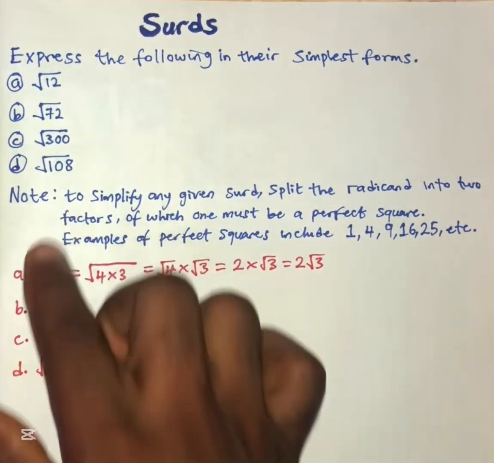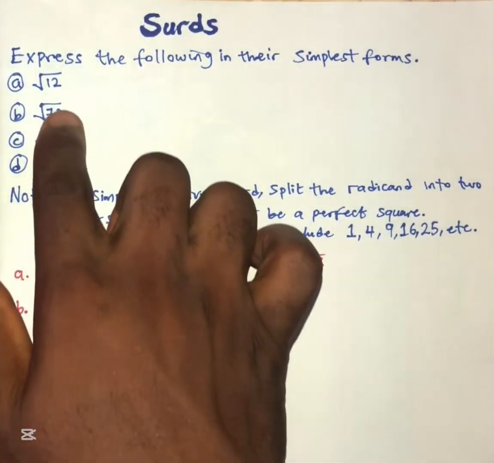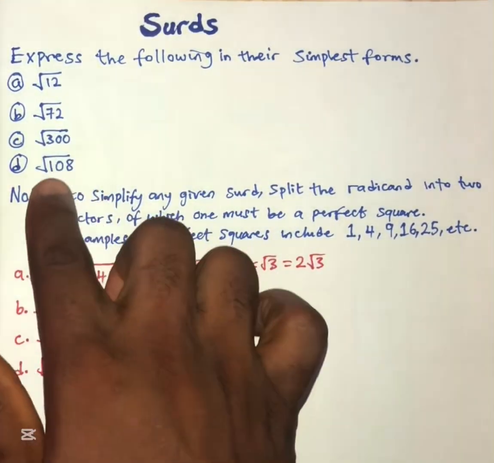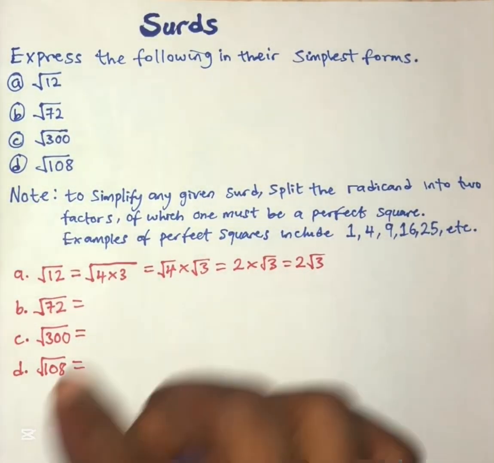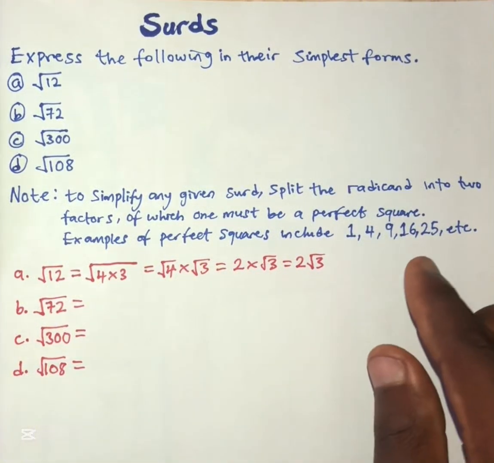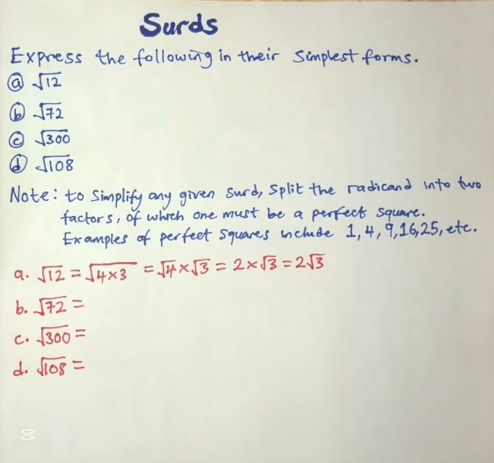So to simplify any surd, you need to split the number under the square root, the number under the root, and that number is called the radicand. You need to split that number into two factors, and one of the factors has to be a perfect square like this so that you can simplify.